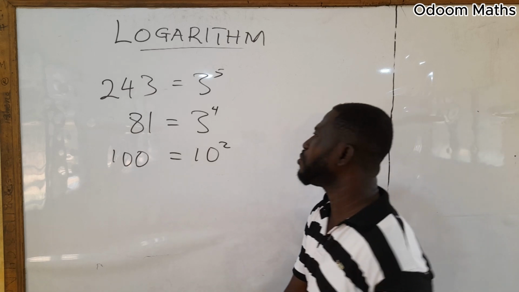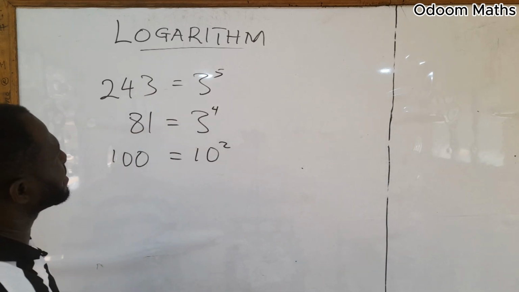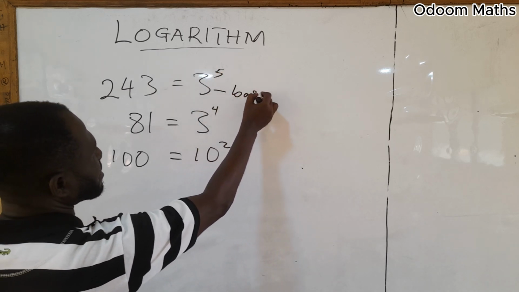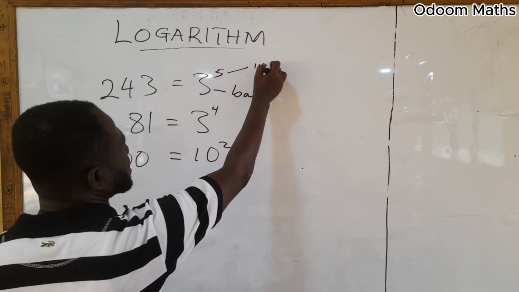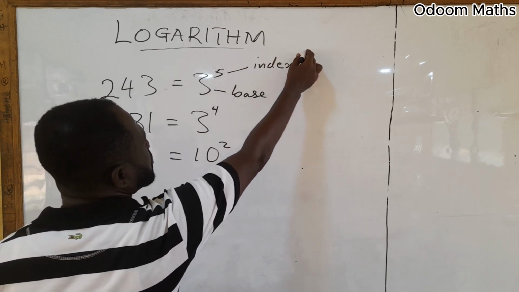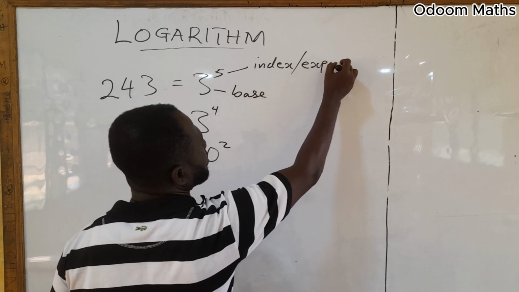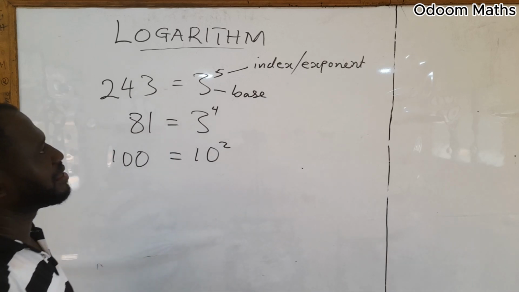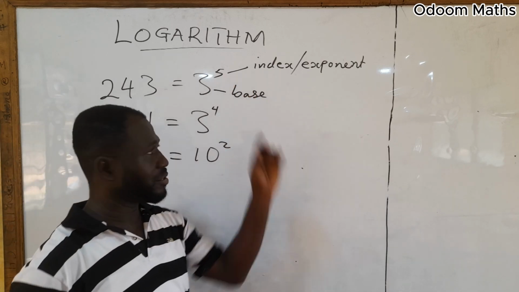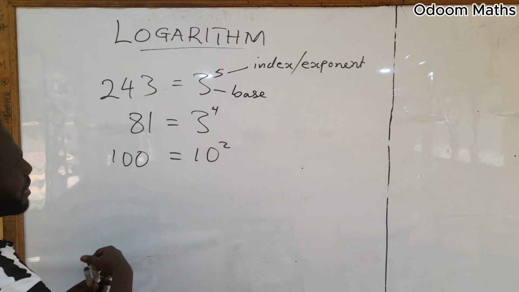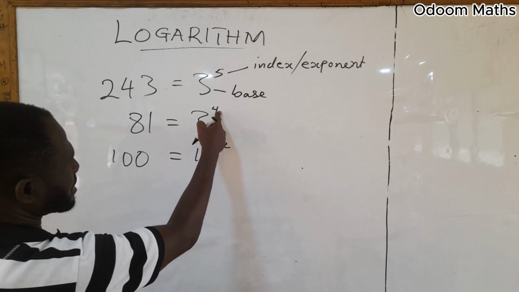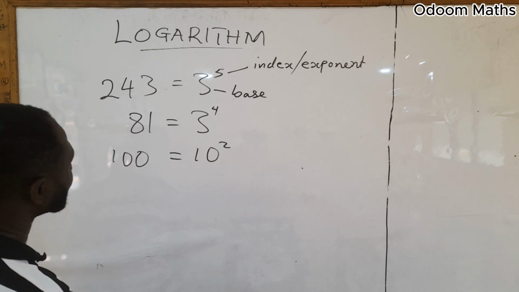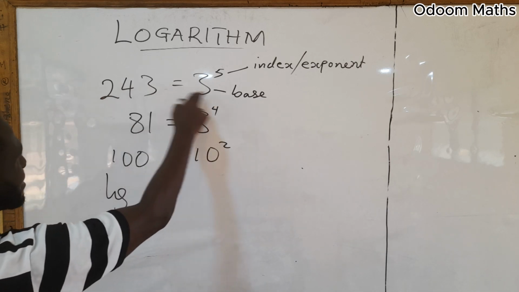Okay. So before then, we know 3 to the power 5, this as the base, and this one as index or exponents, and the rest. So we also call it power. Okay. So the same thing applies to this one. The 3 is the base, 10 is the base, 4 is the exponent, 2 is the exponent. Okay. So we say that log, I am starting from this first one.